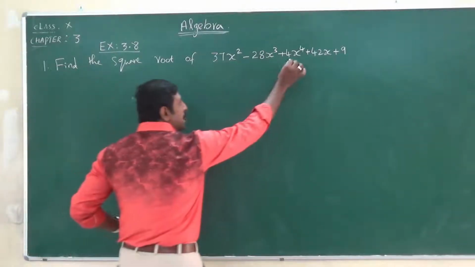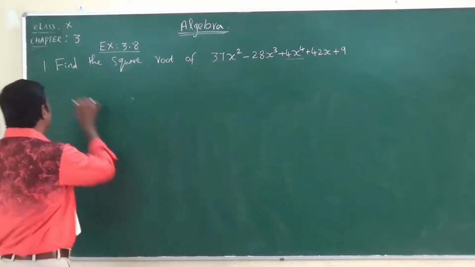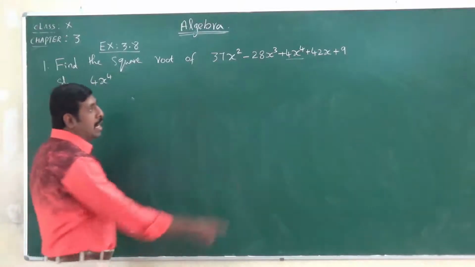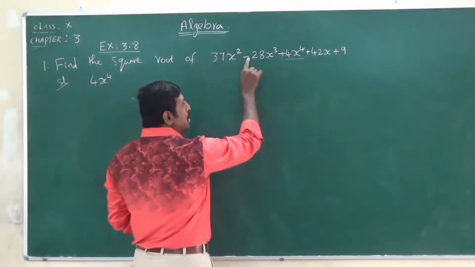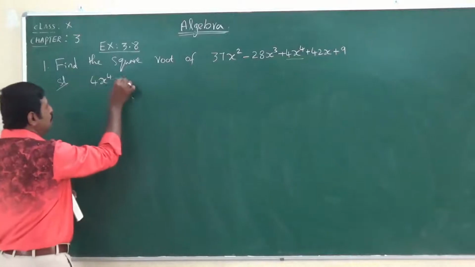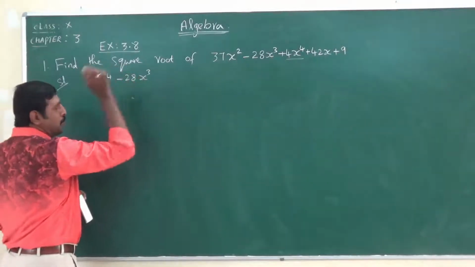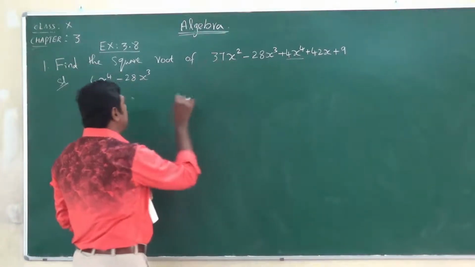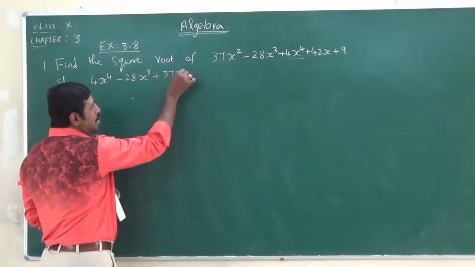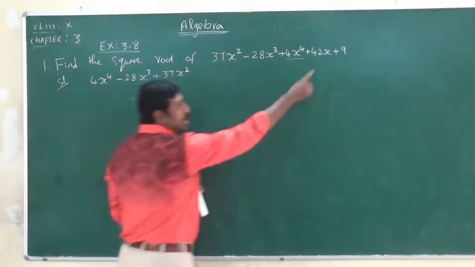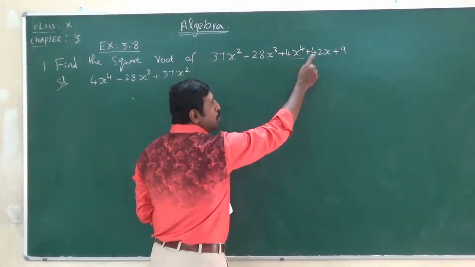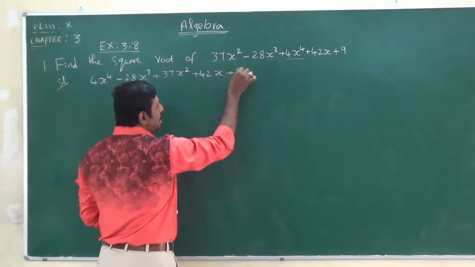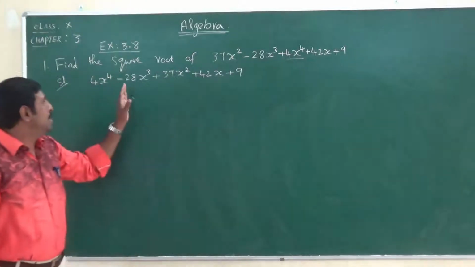First, x power 4 is the highest power, so we take 4x power 4 as the first term. Then the next power is x cube. Here we have minus 28x, so minus 28x cube. The next term is x square. Here we have 37 with the plus symbol, so plus 37x square. Then the next term, plus 42x, and then the constant term is 9. Now the expression is in standard form.